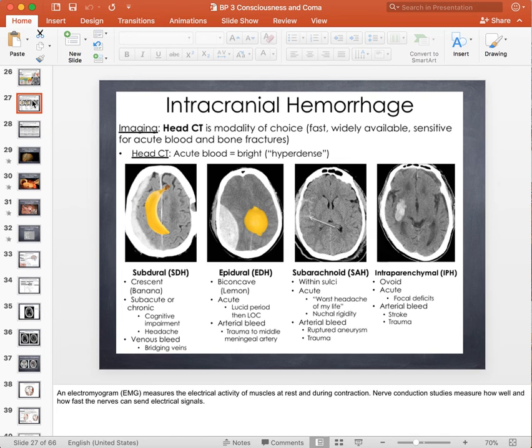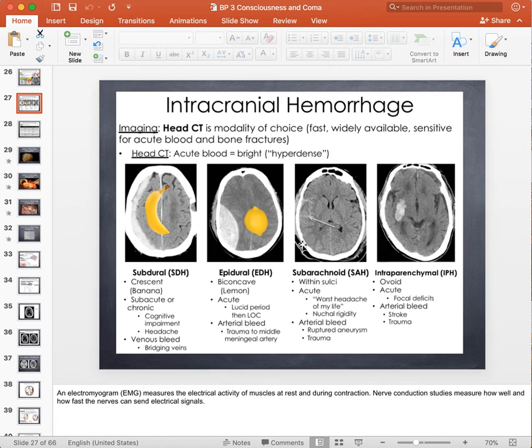Okay, what do these look like on CT? As we said, our subdural is our banana bleed because it's a venous bleed. It's happening slowly and gradually. It doesn't compress the underlying brain. An epidural bleed is your lemon bleed because it's a fast bleed and it's pushing the brain in as it's expanding.